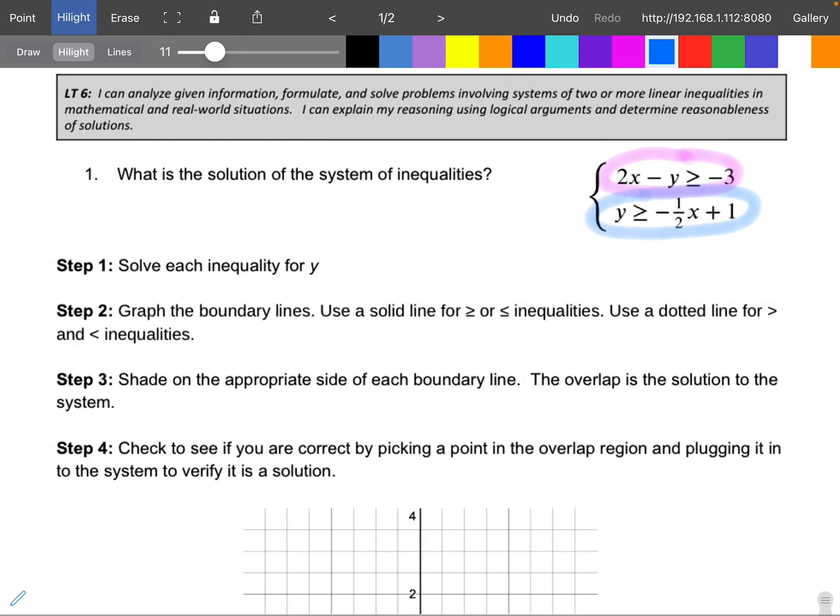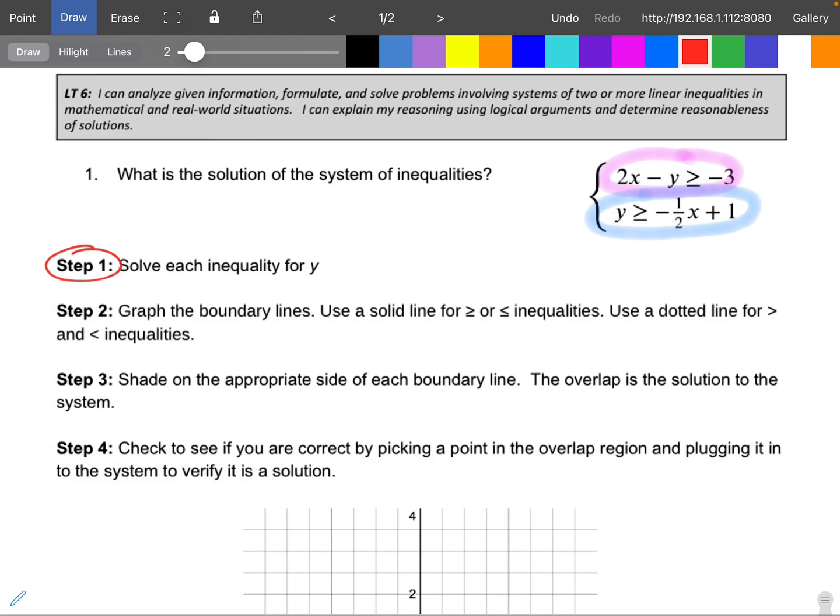So the first thing we want to do is we want to solve each inequality for y. So this is step one. That's important. We want to get each one of those to have y by itself. So we want that y equals mx plus b form. But we're not going to have an equals. We're going to have an inequality symbol.